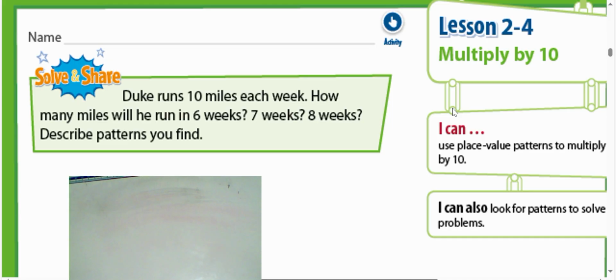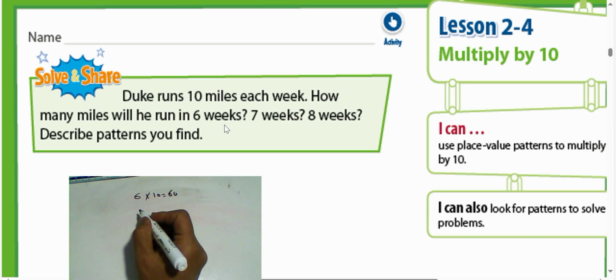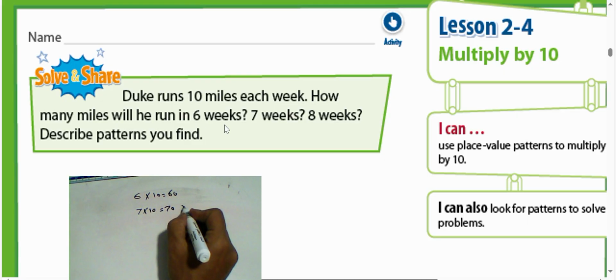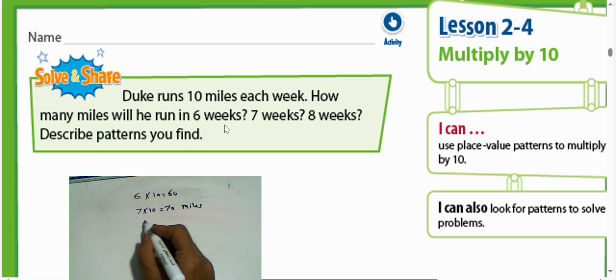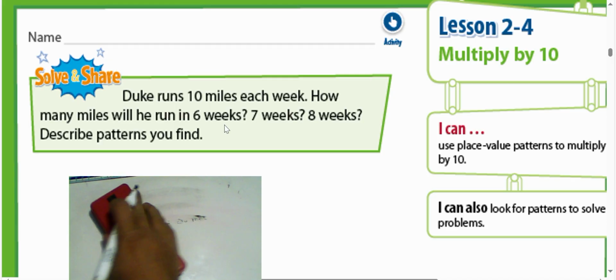In this example, Greg runs 10 miles each week. How many miles will he run in 6 weeks? We can multiply 6 by 10 equals 60. And also in 7 weeks, 7 times 10 equals 70 miles. And 8 times 10 equals 80 miles.